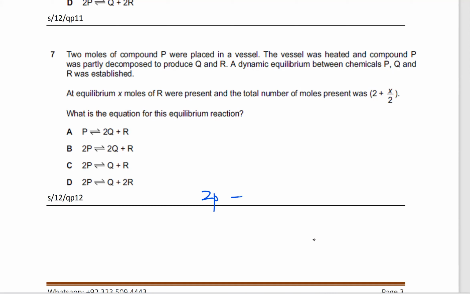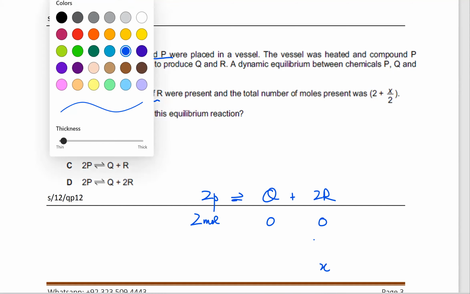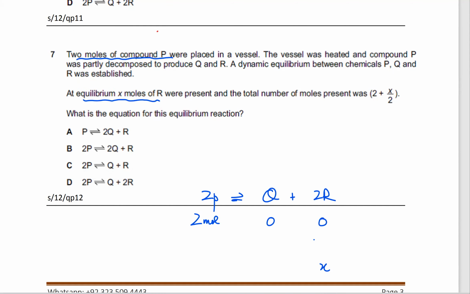So what will happen? It's going to be 2P and Q plus 2R, right? So your initial moles are that you got 2 moles of P, and there is no Q and there's no R. And at equilibrium, there's x moles of R. So if you've got x moles of R, that means x moles got produced because you had 0 initially, right? Is that clear?